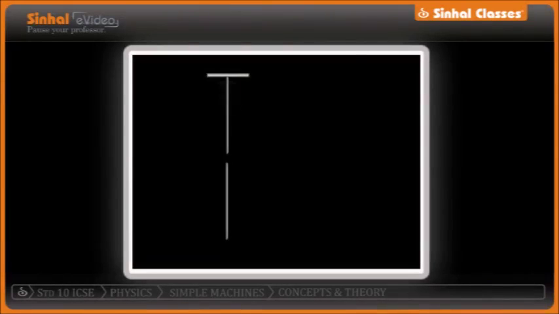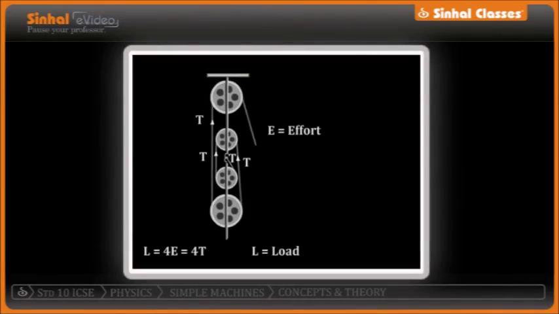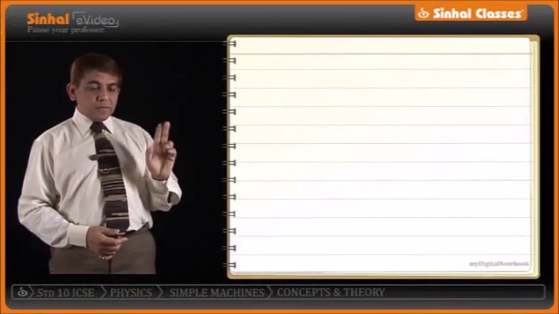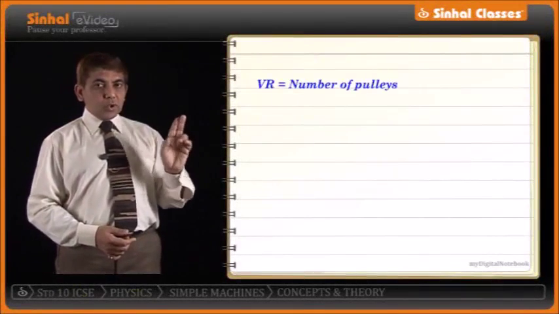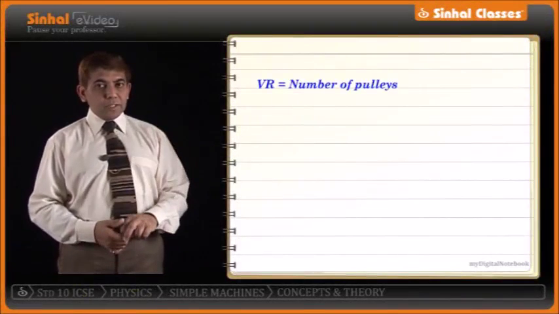So the first pulley is drawn, its counterpart below, the second pulley is drawn, the same counterpart below. And then the string starts from the fixed block, that is the block at the upper end, and we trace the string so as to get the effort. Always in case of block and tackle, we remember that the velocity ratio is equal to the number of pulleys.